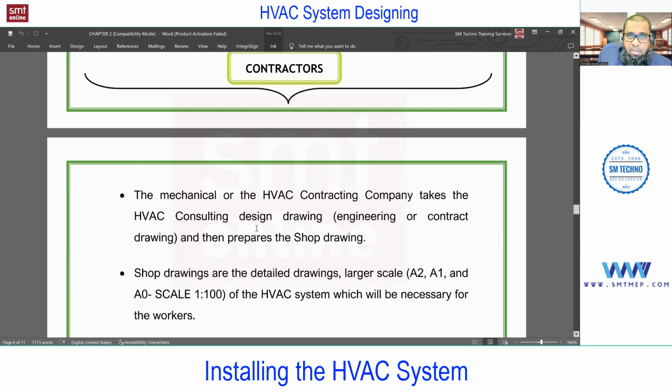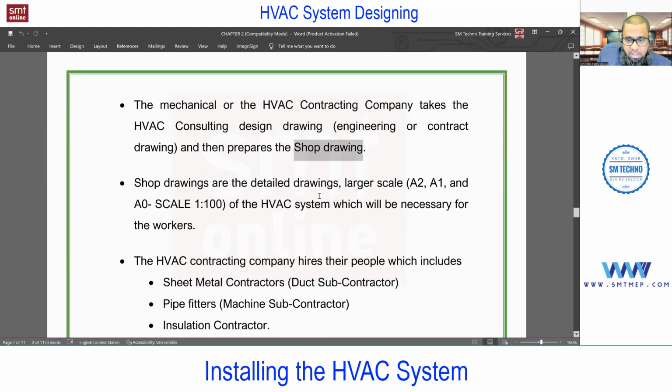Next, you'll find the term IFC also. IFC is issue for construction. We can call the detailed design drawing IFC, or we can call it the shop drawing. You can consider IFC, issue for construction, as per the case. So in this case, the mechanical or HVAC contracting company takes the HVAC consultant design drawing, also known as the engineering or contract drawing, or tender drawing, and then prepares what? The shop drawing, what we discussed in the types of drawing.